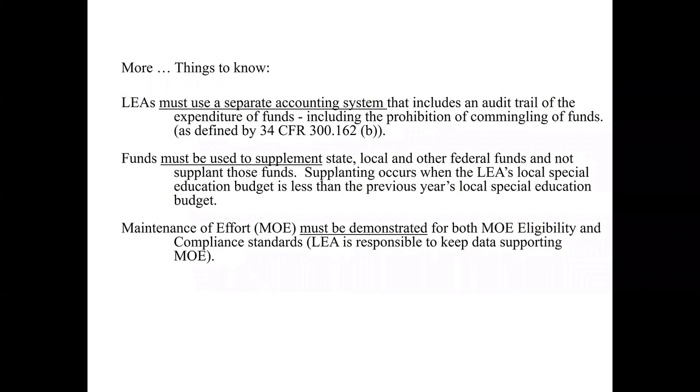More things to know. Again, you need to continue to have a separate accounting system for that audit trail around your expenditure of funds around the grant. Commingling of funds is prohibited. And funds must be used to supplement state and local effort and not supplant. We'll talk more about this in a little bit. Again, that's around the whole aspect of maintenance of effort, and it must be demonstrated both from an eligibility and a compliance standard. Both of these pieces we'll be touching on later.